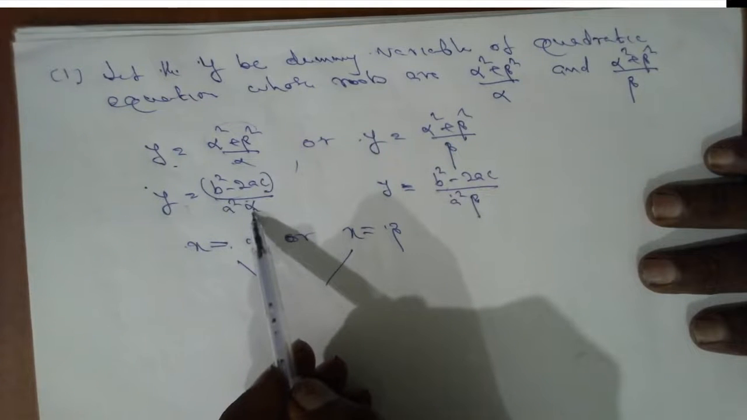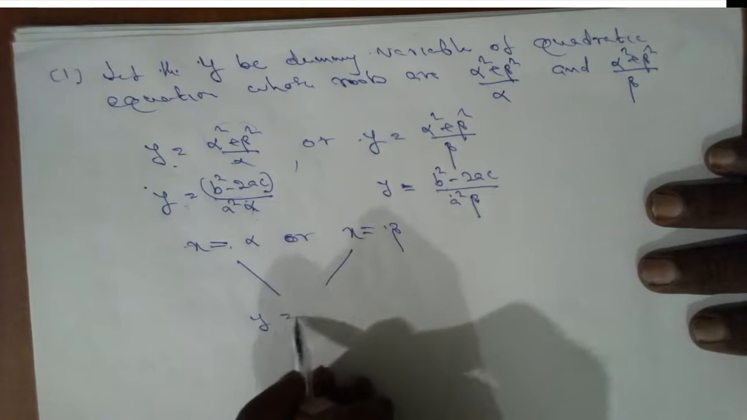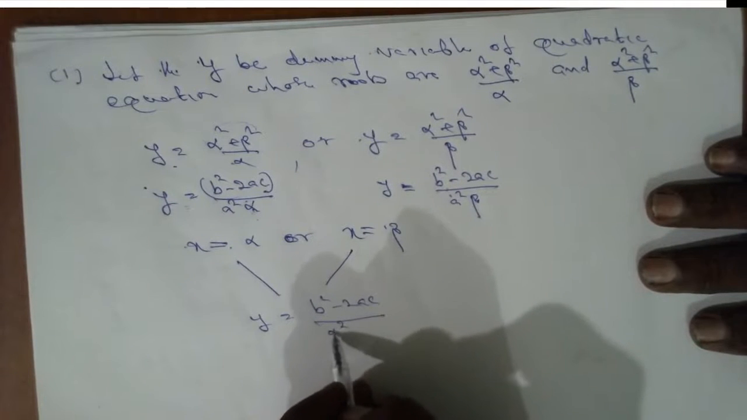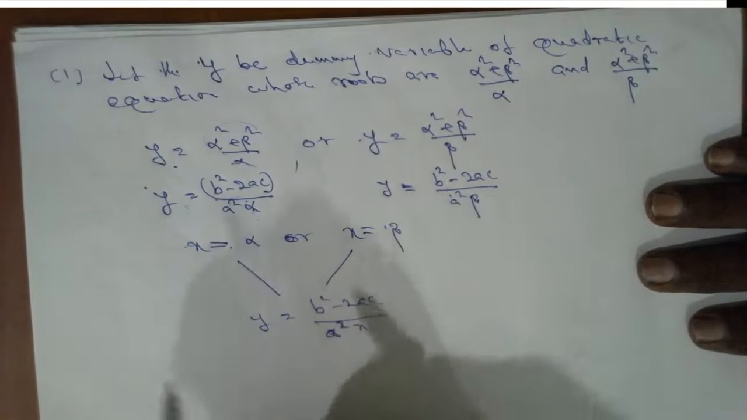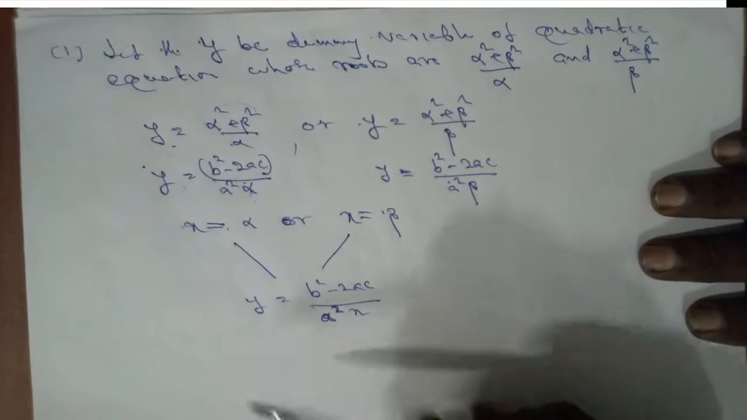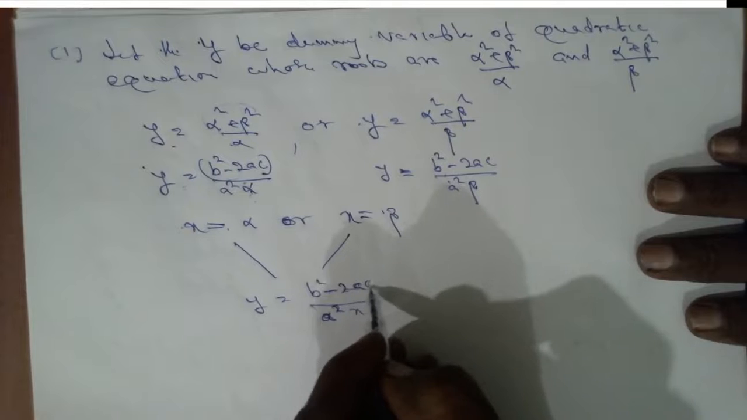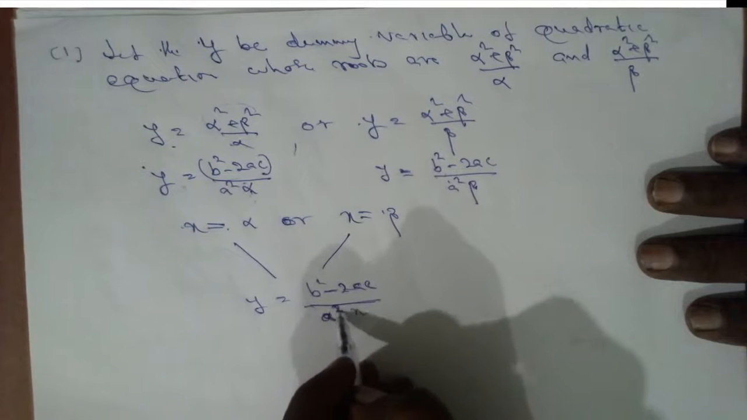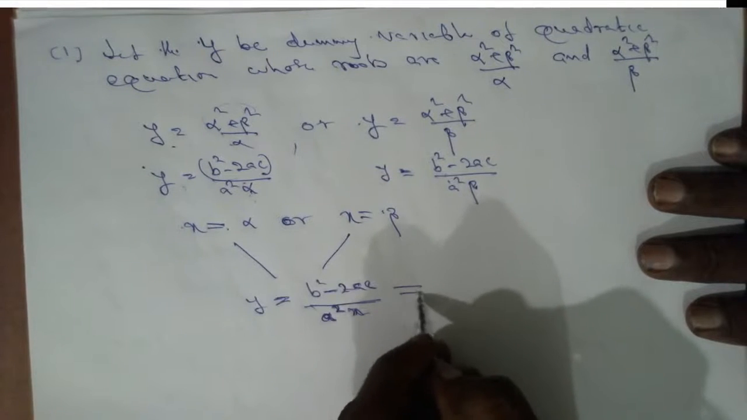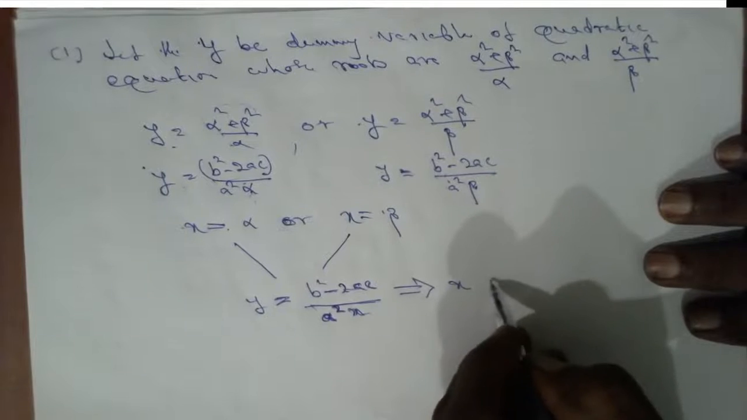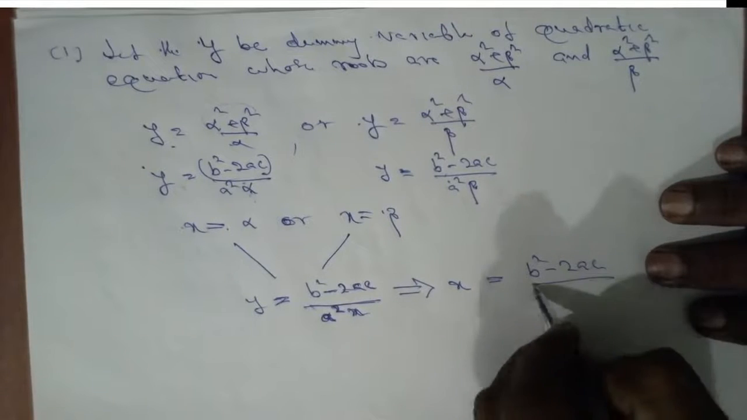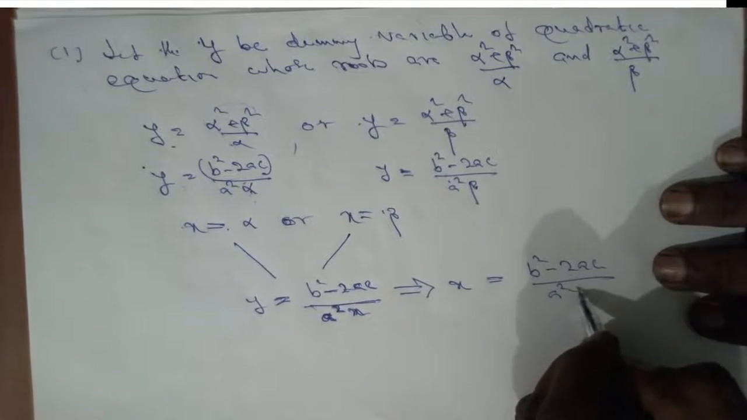So if you put alpha here, what is the expression you get? y equals b squared minus 2ac over a squared times x. But if you substitute x for beta, then also you get the same relationship. Yes, sir. That means this is the relation in two variables, x and y. So now you can make x the subject: x equals b squared minus 2ac over a squared y.